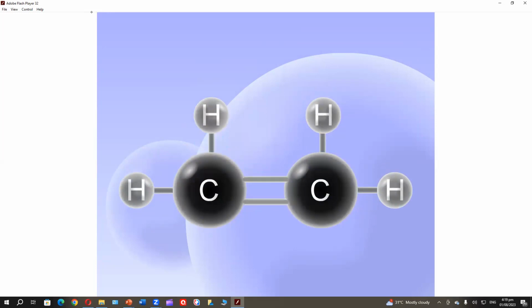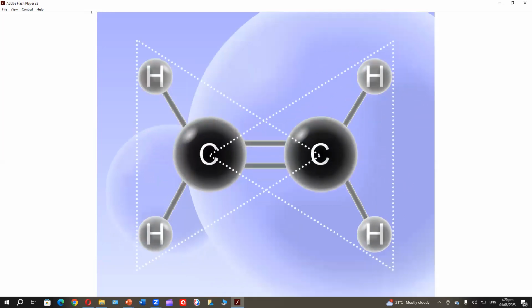Since the valence shell electron pair repulsion theory treats a double bond in the same way as a single one, there are 3 groups of electron pairs around each carbon atom. Therefore, the geometry around each carbon atom is planar triangular. The predicted bond angles are 120 degrees.